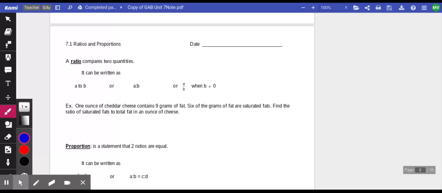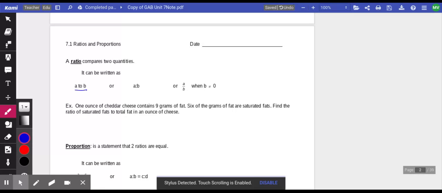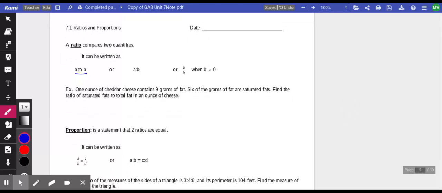It can be written as the words A to B, or A colon B, or as a fraction, A over B, when B is not equal to 0. For example, 1 ounce of cheddar cheese contains 9 grams of fat. 6 grams of fat are saturated fats. Find the ratio of the saturated fats to the total fats. So that would be 6 to 9, or 6 colon 9, or 6 over 9.